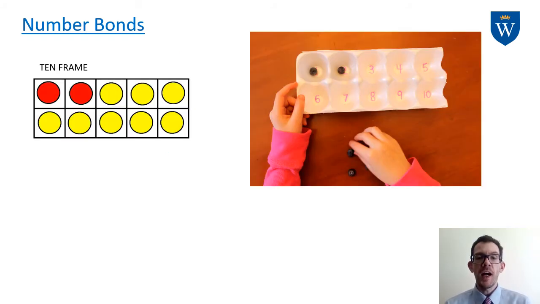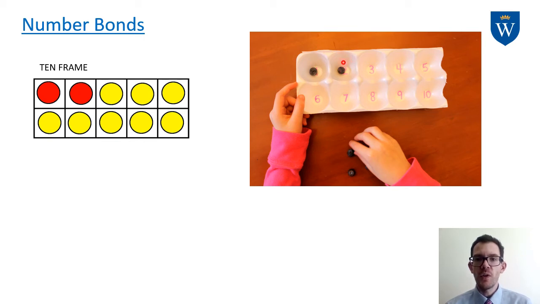A brilliant way at home you can start to get physical with 10 frames is to use an egg box, like in the picture over here on the right. So this person has taken an egg box. Now they've written the numbers in up to 10. You can do that if you want, you don't have to. And I love the way that they've chosen some blueberries to put in as counters. So in this representation, you can see they put 2 blueberries in.